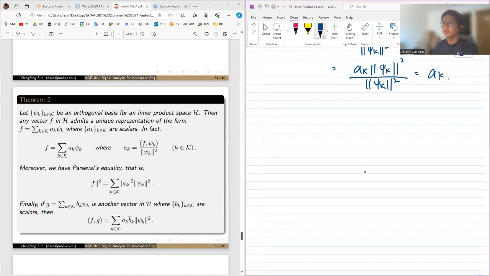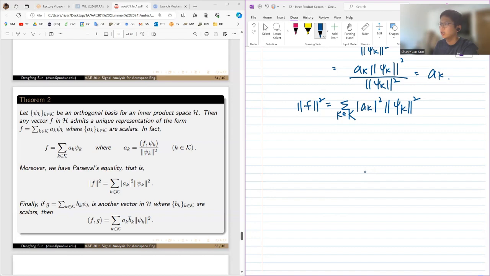Another thing is we will have this thing called Parseval's equality, which says the squared norm of f will be equal to this summation here: the square of the absolute value of ak times the squared norm of psi k, for all k in the set kappa. So how can we obtain this equality? Now I'm going to show you this.